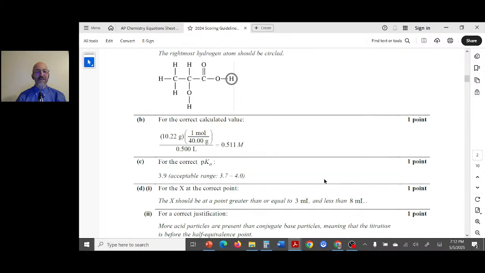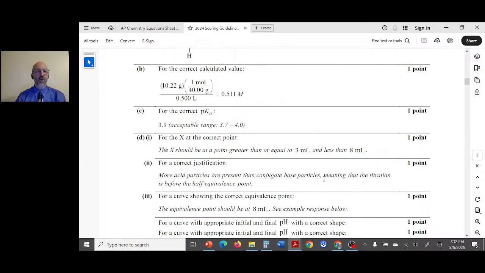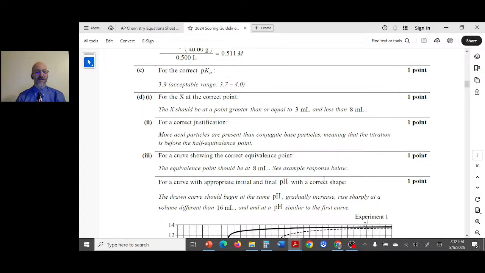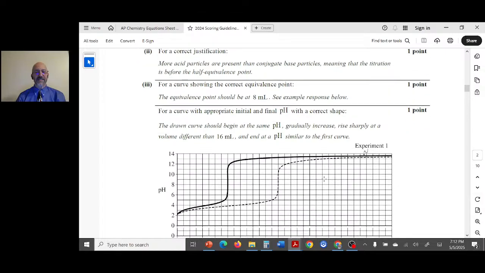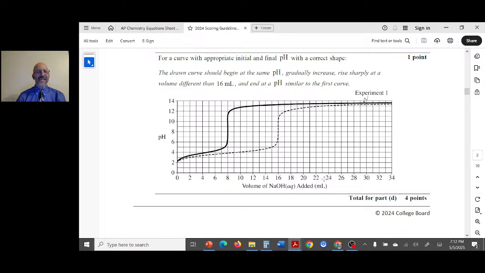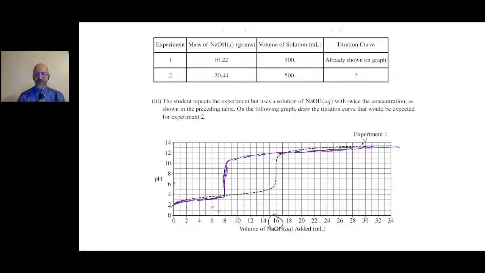All right, well, this was a 10-point question, so we're not done yet, but so far this would be 1 point for circling the correct hydrogen, 1 point for the calculated molarity of sodium hydroxide, 1 point for the correct pKa, 1 point for the correct location of that X based on the particle diagram and justification. So that's 5. And then we have 6, 7. All right, there's 3 more points for part E. So we'll go ahead and take a look at the next part of this question.